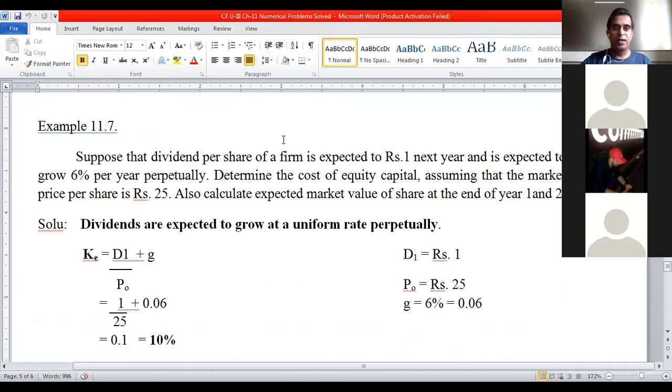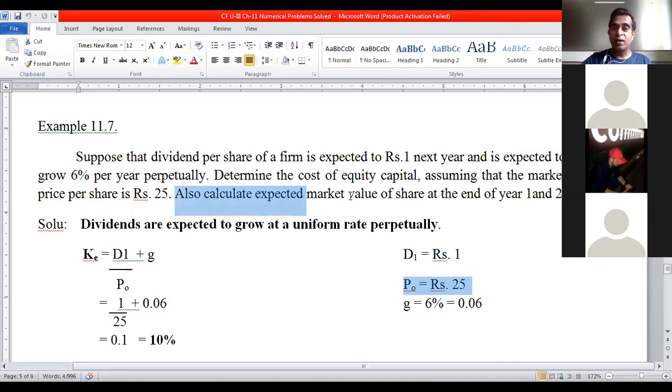So we'll consider a simple example. Suppose that the dividend per share of a firm is expected to be 1 rupee next year and is expected to grow at 6% per year perpetually. So D1 is 1 rupee and G is 6%. We can convert it into decimals: 0.06. Determine the cost of equity capital, assuming that the market price per share is 25. So P0 is 25.